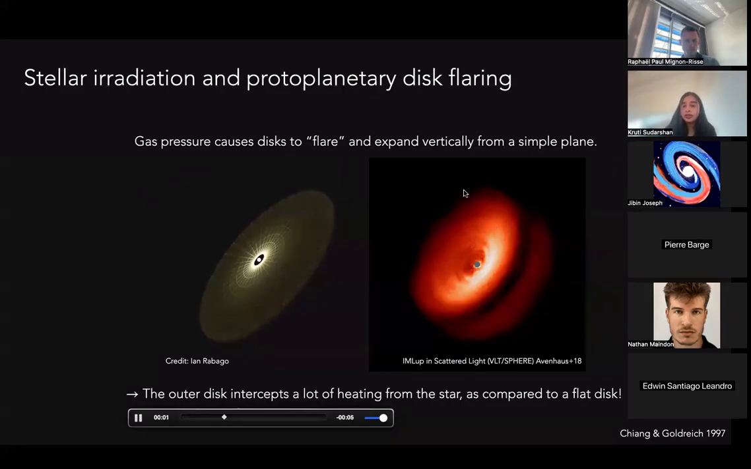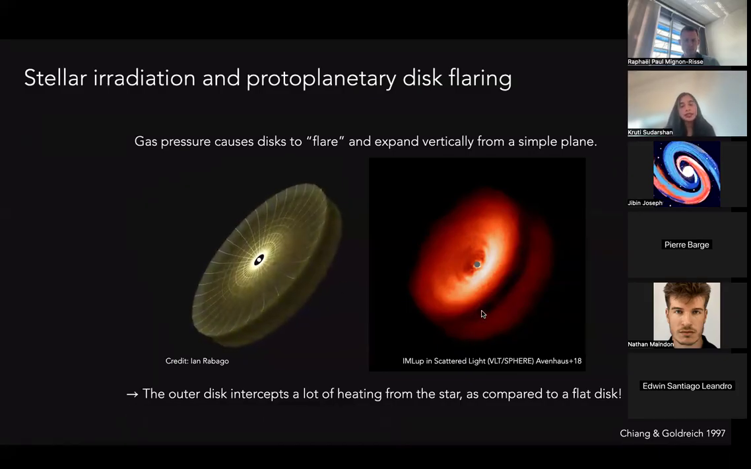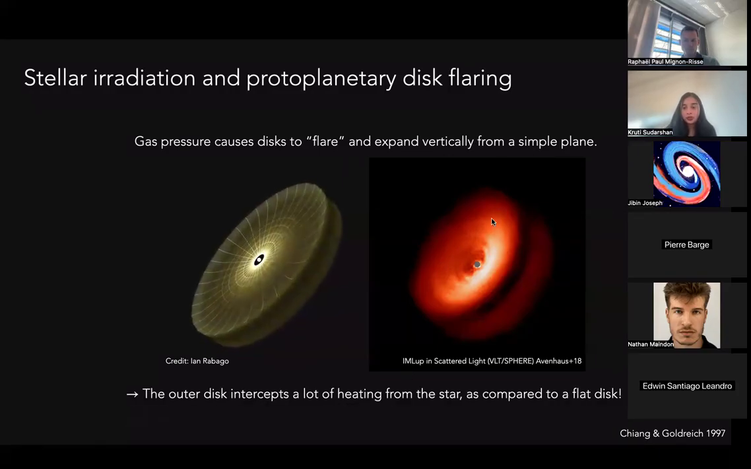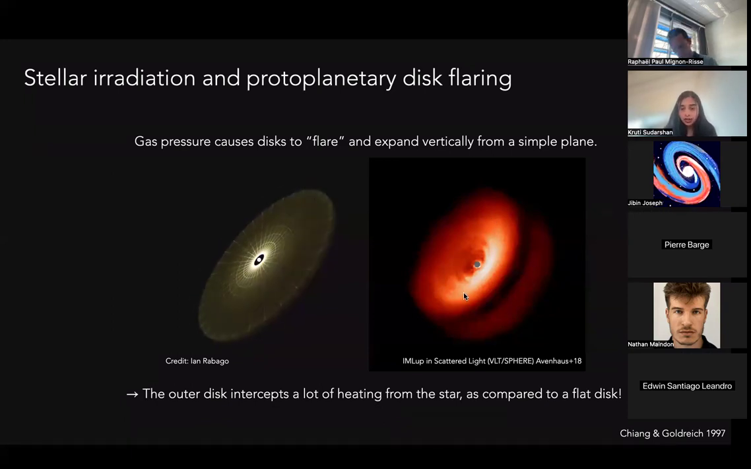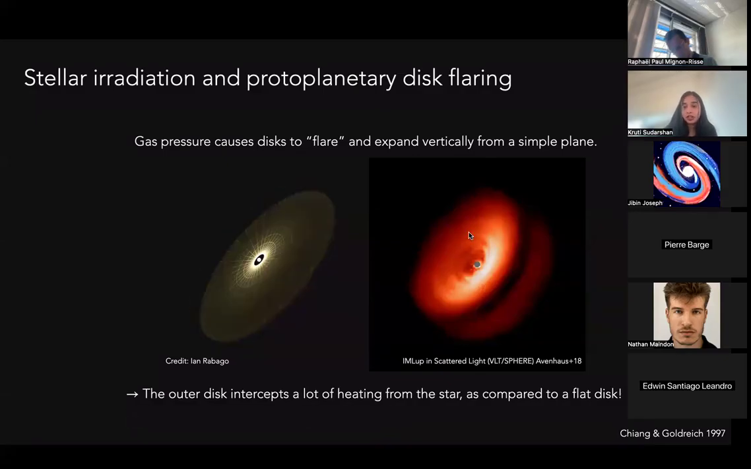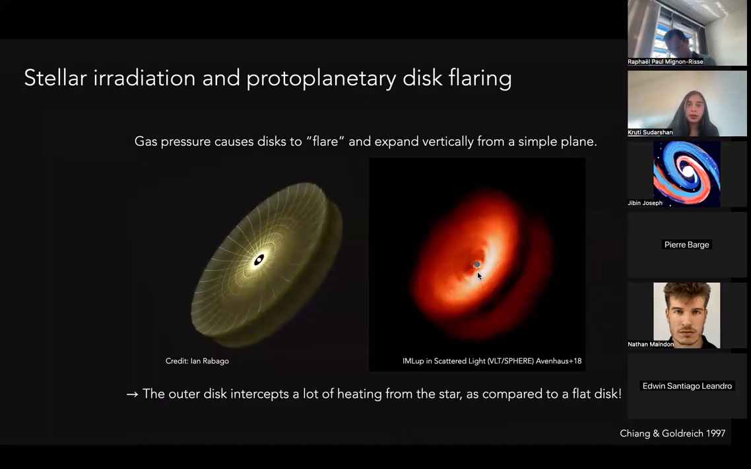And if you look at the observations of the scattered light of the small dust, you see these bowl-shaped images that clearly show that we see this flaring also in the observations. Something that's very interesting to us, in the IM Lup case for example, are these little ripples that we see within the flared disk, and whether we can drive them naturally by starlight-driven shadowing.